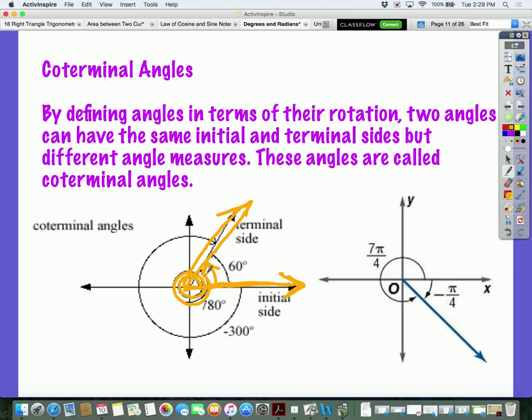How many degrees are in 1 full revolution? 360. So if I went around twice, how many degrees is that? 720. So I went around 720 degrees plus an additional 60 to make a total of what? 780. That's where that 780 is coming from. That's an example of a coterminal angle, okay? Same initial side, same terminal side. I just went around more than once.